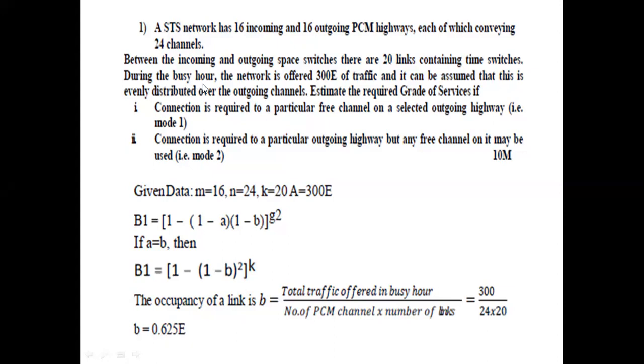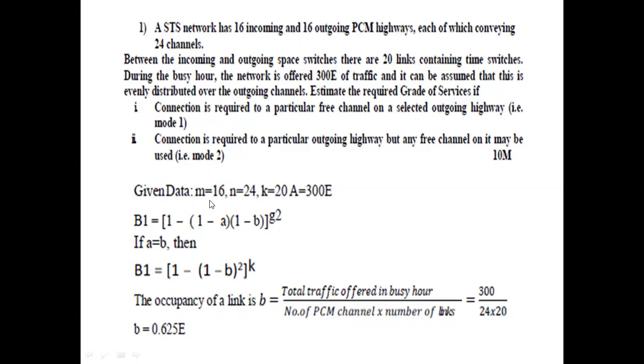During the busy hour, the network offers 300 erlangs of traffic, and it can be assumed that this is evenly distributed over the outgoing channels. Estimate the required grade of service. In this case, it asks you to find the grade of service under mode 1 and mode 2. You already know the equation for mode 1 and mode 2 grade of service of the STS switches. You only need to identify the parameters to substitute into it and find the grade of service of the STS network.